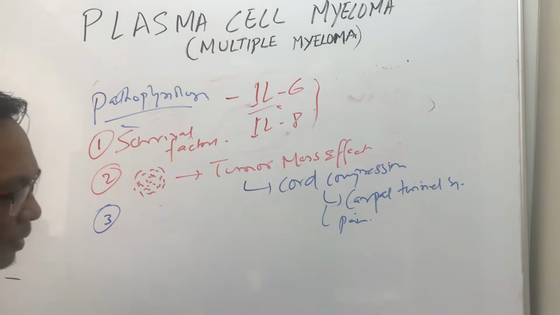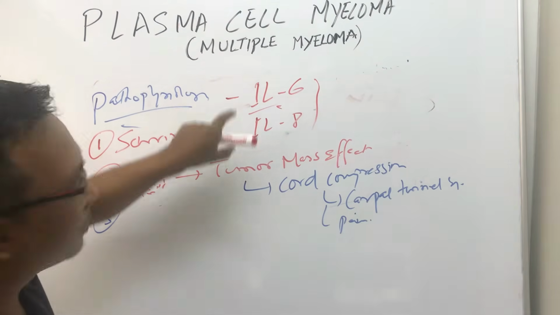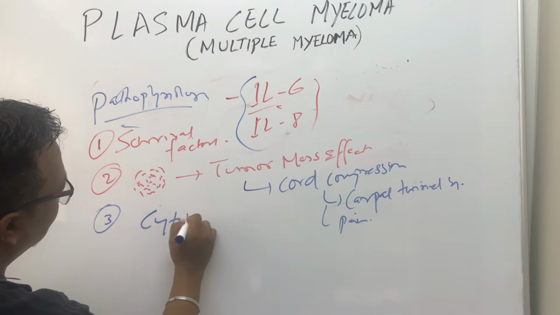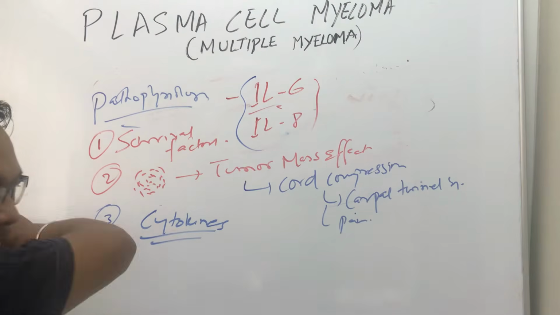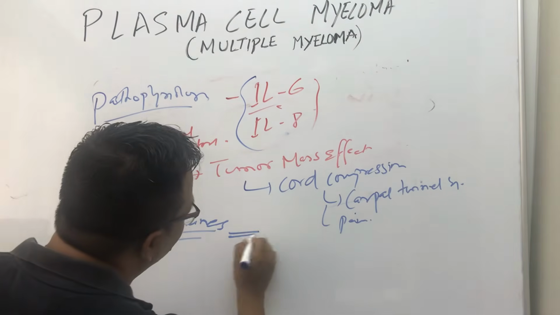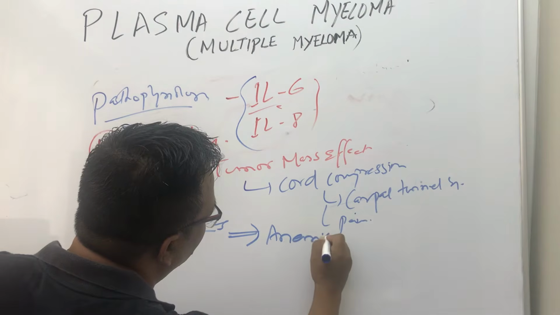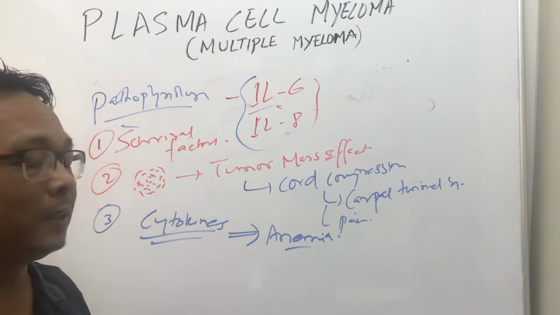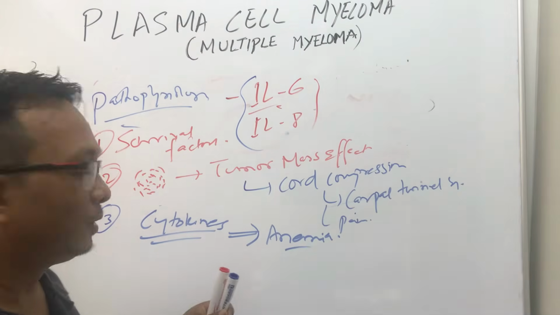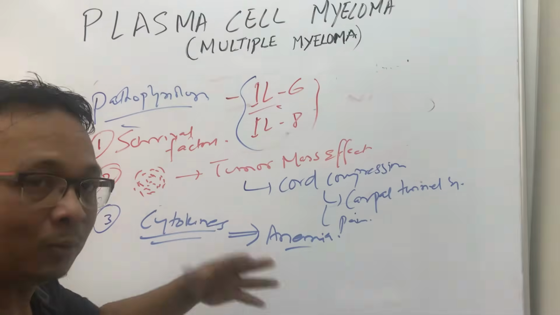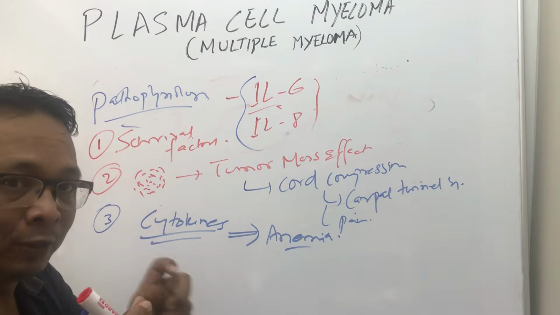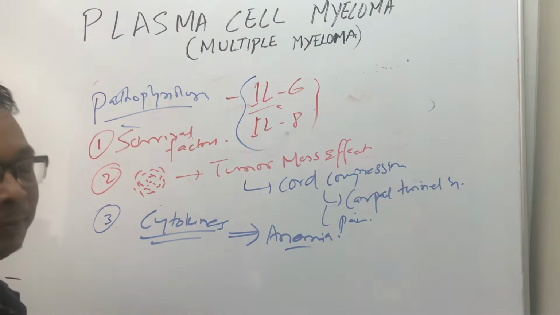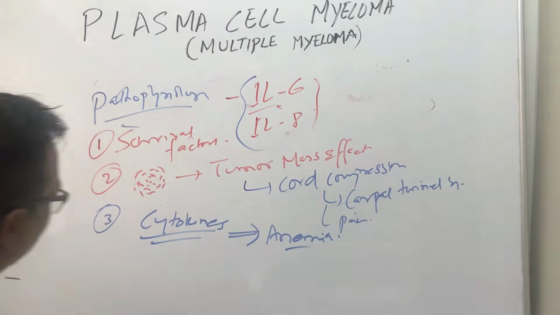Then there can be these myeloma cells. Remember, they produce lots of interleukins and cytokines. The production of these cytokines and chemokines will obviously cause anemia. What happens in anemia? We know red blood cells are decreased. The whole erythropoiesis is negatively impacted by this growth of plasma cells because of some death signals.